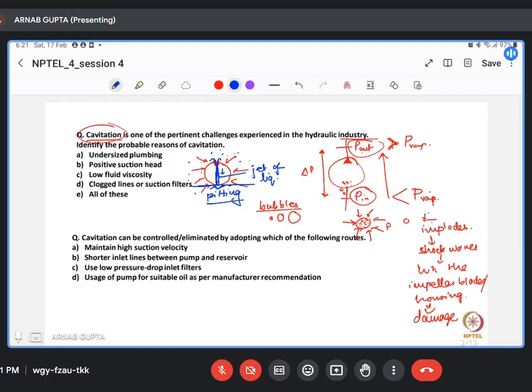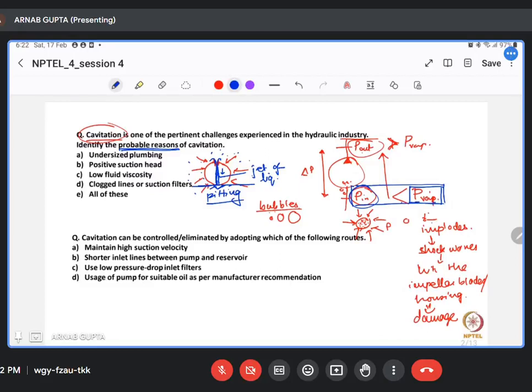So in the question, we are asked to identify the probable reasons. So what are the probable reasons of cavitation? Right here, when cavitation started, we said that the inlet pressure falls below the vapor pressure. That is the root cause of cavitation. So could we do anything so that this condition never arrives? This particular term is constant. We can play around with the P inlet. What we do, we increase the P inlet, so that it never falls below the vapor pressure. It is always maintained above the vapor pressure of the liquid.